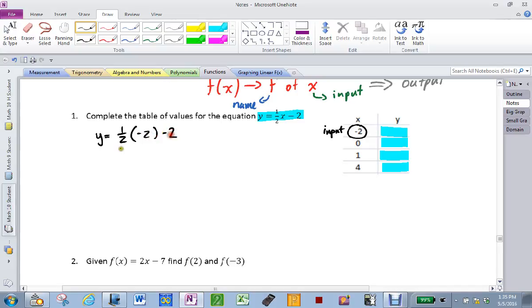-2 minus 2. What is 1/2 times -2? -1. What is -1 take away 2? -3. So when x is -2, that's my input. What's my output? -3. Now you all remember from the 9th grade, this x and y now gives me a point on the graph, doesn't it? The point on the graph is (-2, -3). Cool? All right. You guys fill in the next 3. Go.